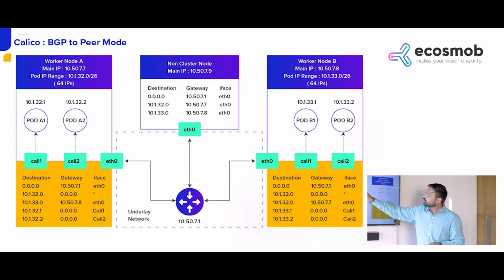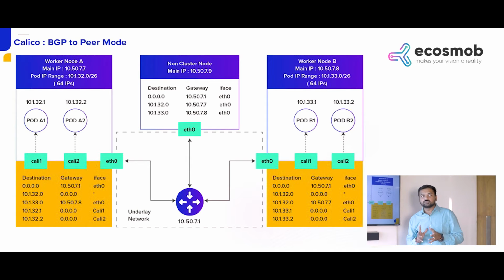Here you can see worker node A, which has the main IP 10.57.7, and worker node B, which is 10.57.8. These IPs are assigned by the underlay network. Here you can see there is a gateway, 10.57.1, and it is an underlay network. Through Ethernet ports, these fixed IPs are allocated. Now, how does Calico operate the network? That is what I am going to explain over here.